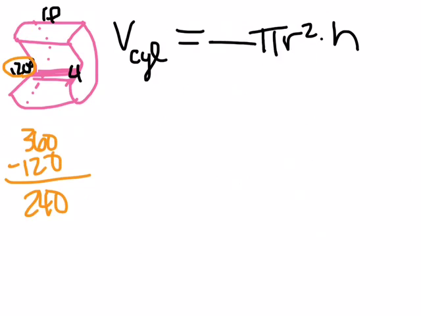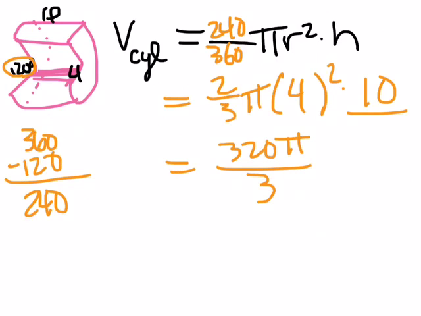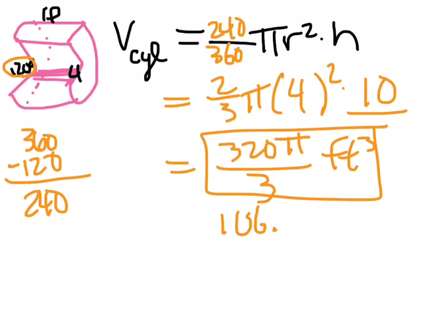So I'm just going to do a fraction of the entire cylinder. 240 over 360's worth. That fraction, if you're not sure, reduces to 2/3. So basically we have 2/3 of the cylinder, and I'll fill in the values I know. Radius is given as 4, the height, the distance between the bases, is 10. And this will be 320 pi over 3. Okay, feet cubed, cubic feet. You could also write that as 106.667 pi, or it's about 335.1.